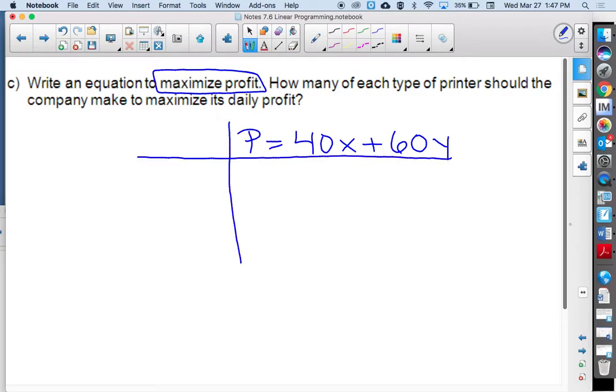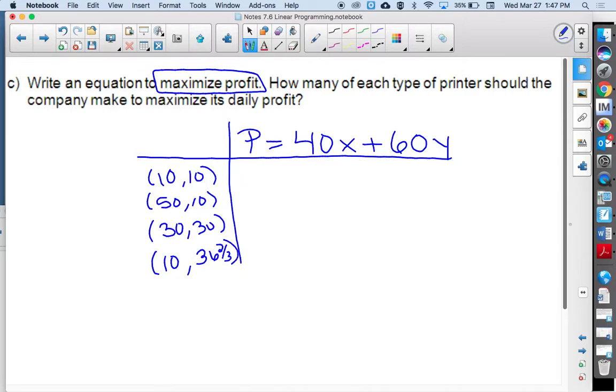And then if you just take those ordered pairs, the one is probably pretty obvious that the (10, 10) is not going to give us a max profit. I mean, those are the smallest pair of numbers. But then we had a (50, 10), we had a (30, 30), and the other one was a 10 and the 36 2/3. So you're going to plug them in, calculate what the max profit would be, and how many of each type of printer we should make.